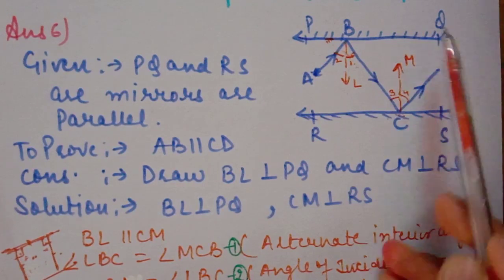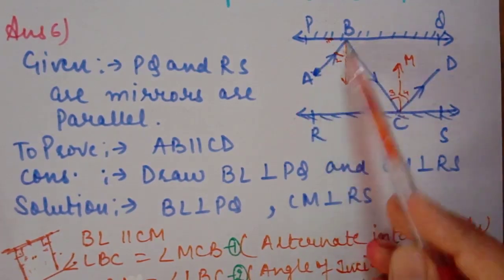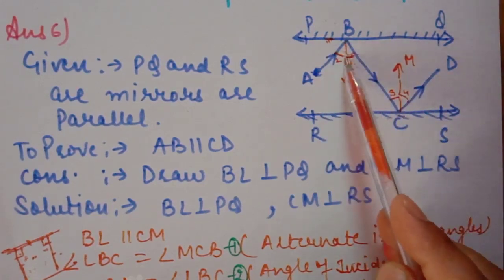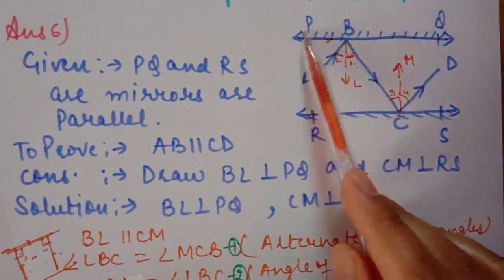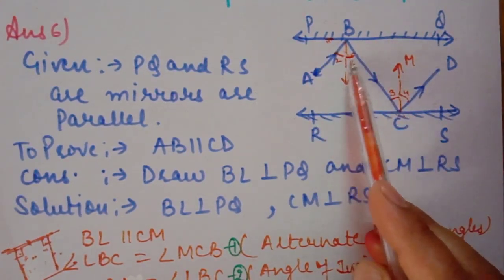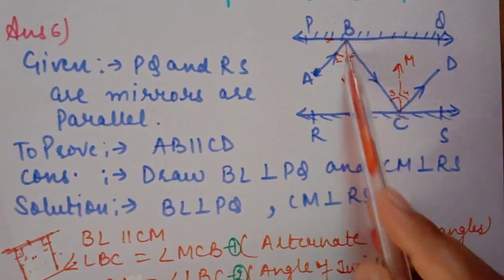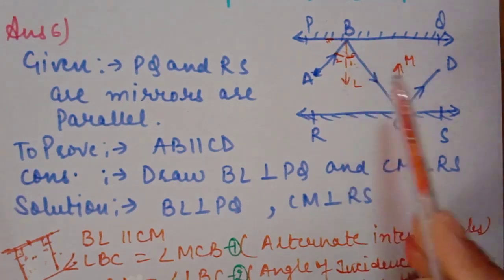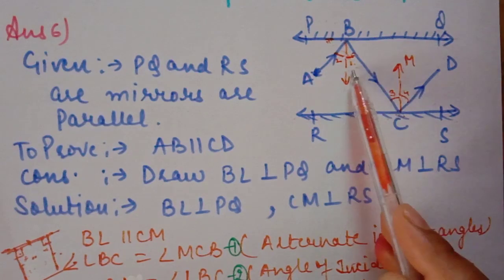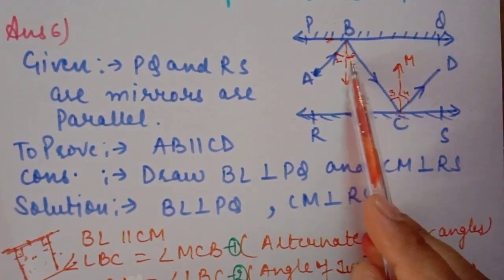So students, once again we will revise this question. In this question, what is given? These two are parallel mirrors. We have to prove that AB is parallel to CD. What we did, we drew two perpendiculars on these two parallel mirrors. They bisect these two angles. 1 is equal to 2 by construction, 3 is equal to 4 by construction. If these two are perpendiculars, then these two lines are parallel themselves also. So this is a transversal line. So 1 is equal to 3, equation number 1.